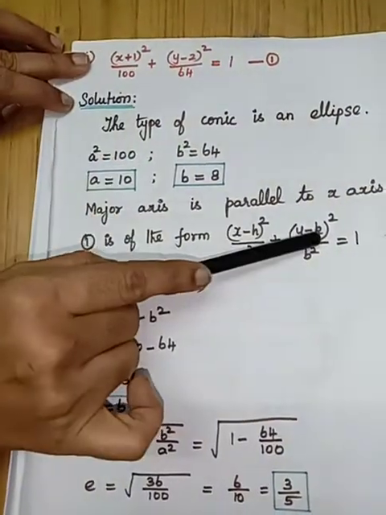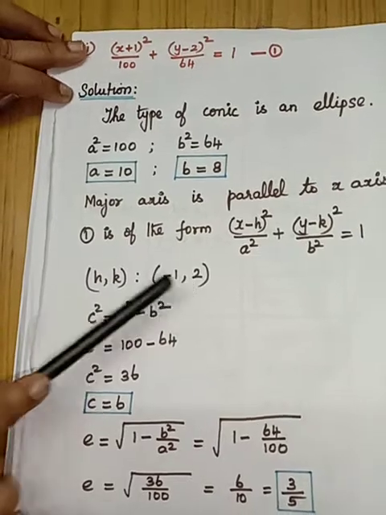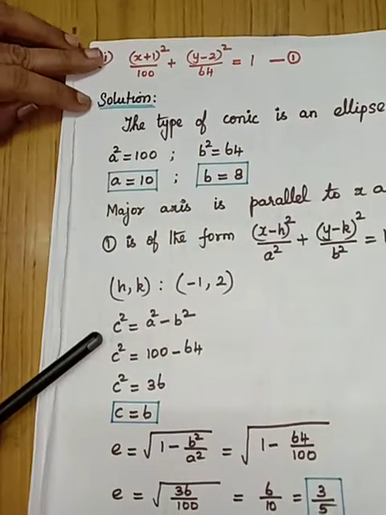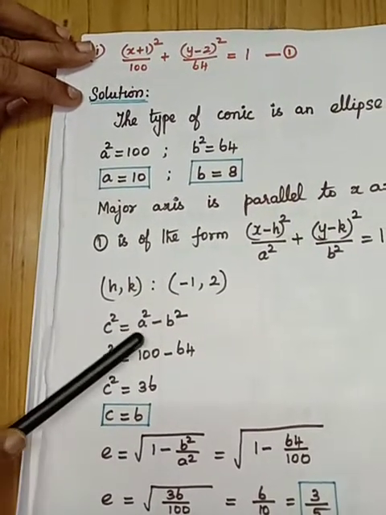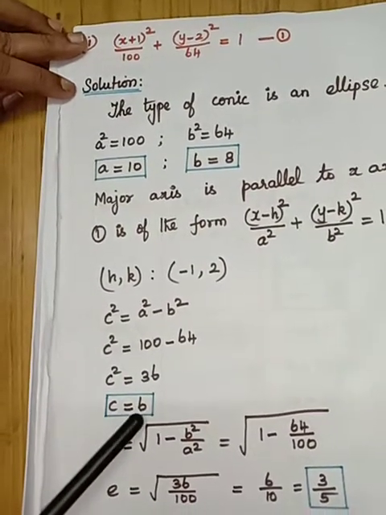Well, you are comparing these two. In the place of k you are having 2. So k is 2. Next, after finding h comma k, you have to find out c squared. The formula is a squared minus b squared. So 100 minus 64, that is 36. c is equal to 6.